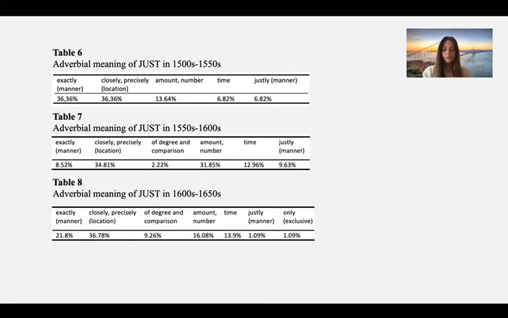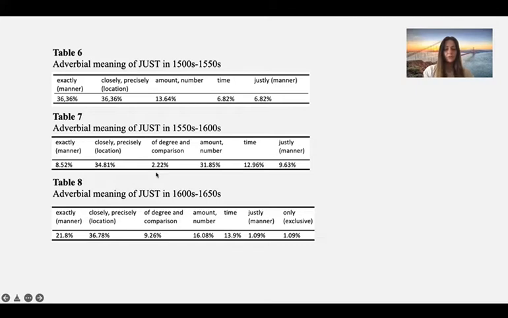The next time frame shows a significant decline in the meaning of exactly manner, whilst the number of examples with just emphasizing the amount and time doubles. Moreover, a new function arises that is modifying degree and comparison.